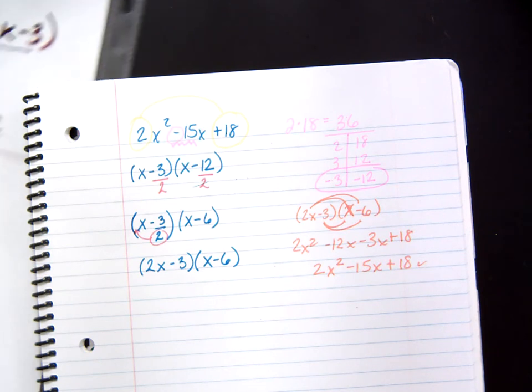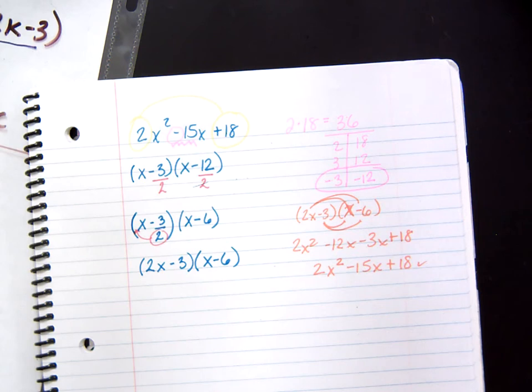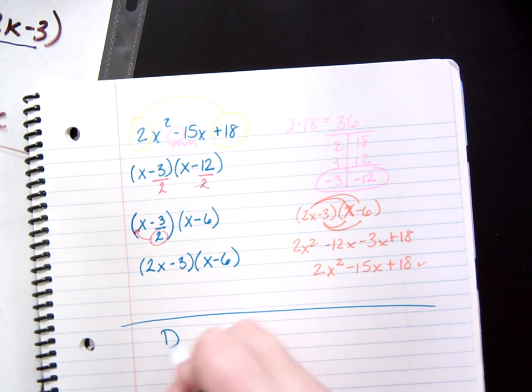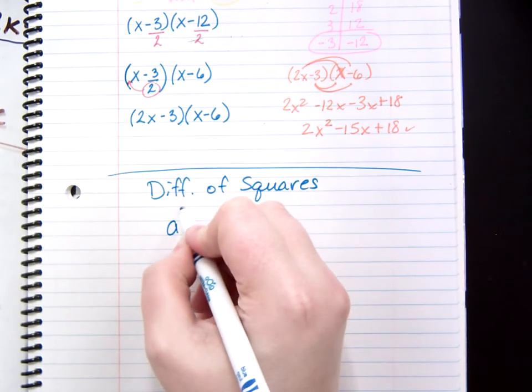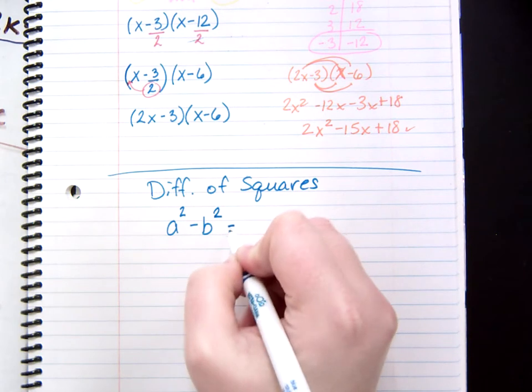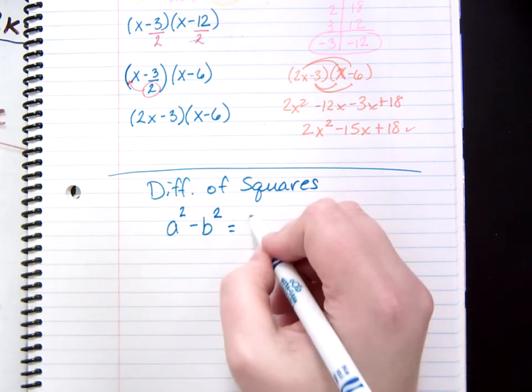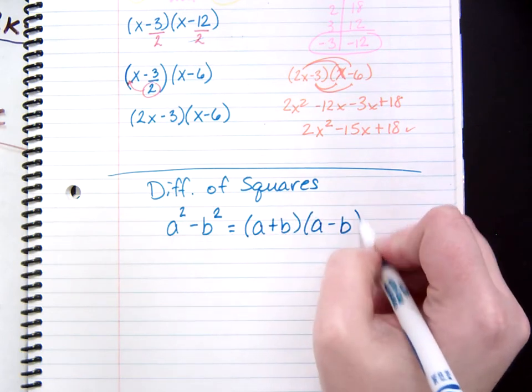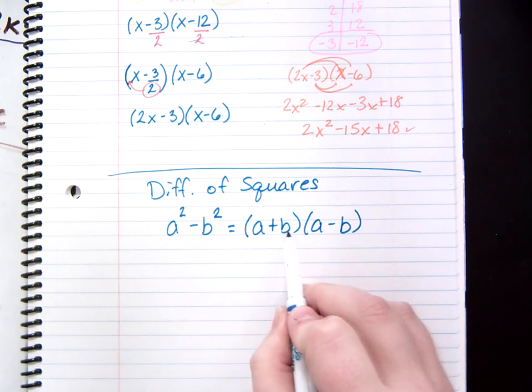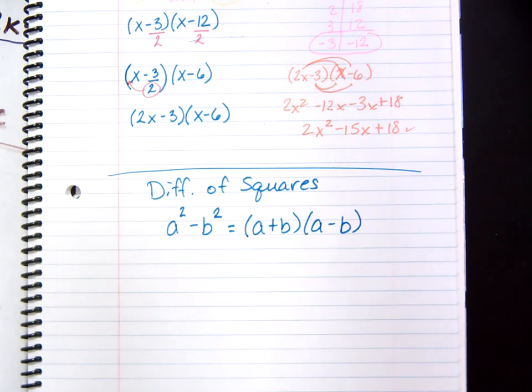Now, there are other trinomials which are called perfect square, or I'm sorry, difference of squares. A difference of squares is when you have two perfect squares that are being subtracted. And you can write it like this. Basically what you do is you take the square root of both terms, add those in one, subtract them in the other.